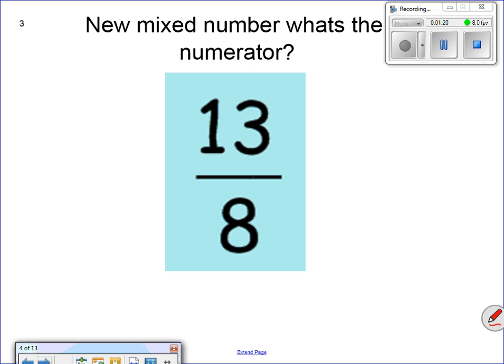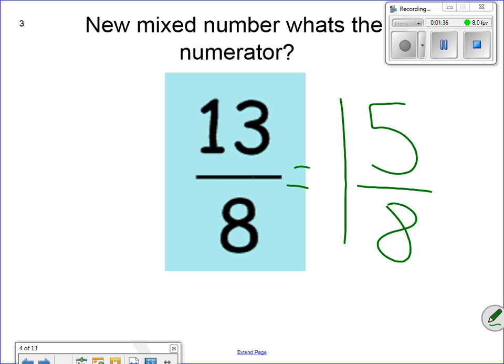Let's keep looking here. We're going to change this into a mixed number. How many 8's can fit into 13? Exactly 1 8 can fit into 13. What's left over? What couldn't fit into 13? 5 is left over. 8 is my denominator.